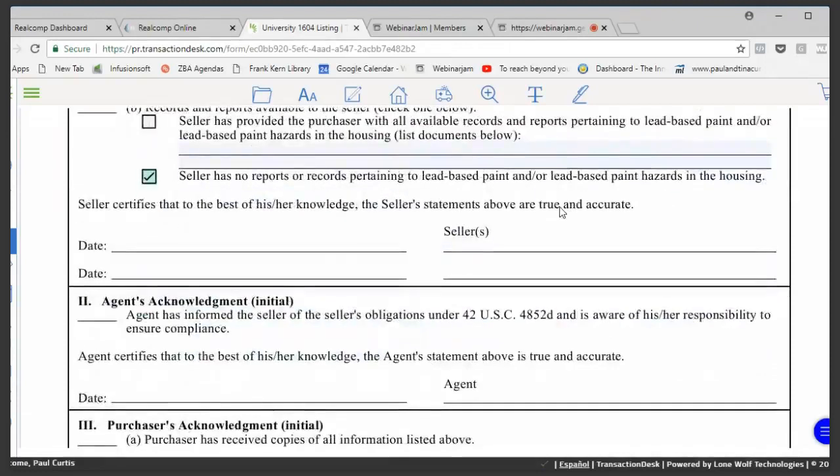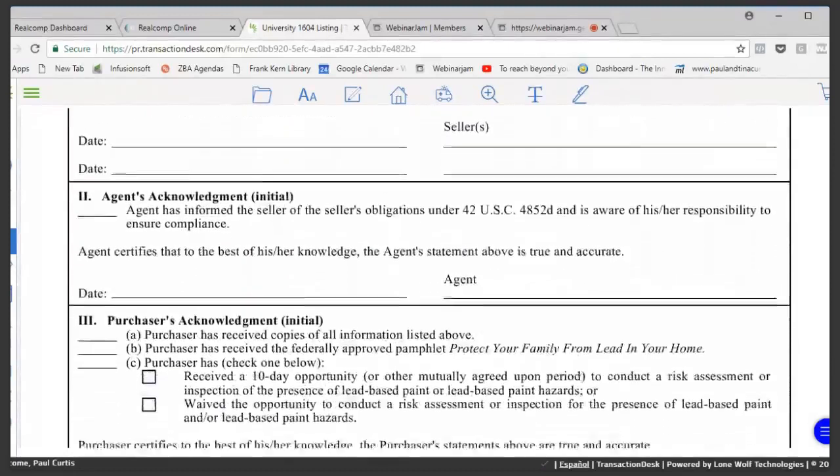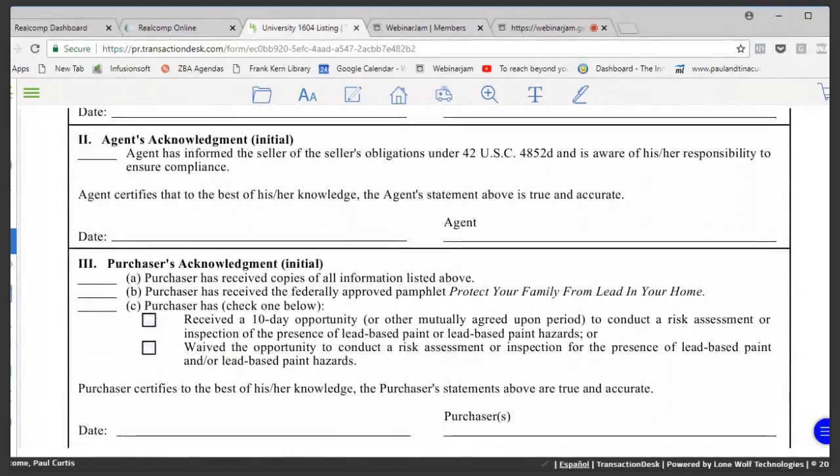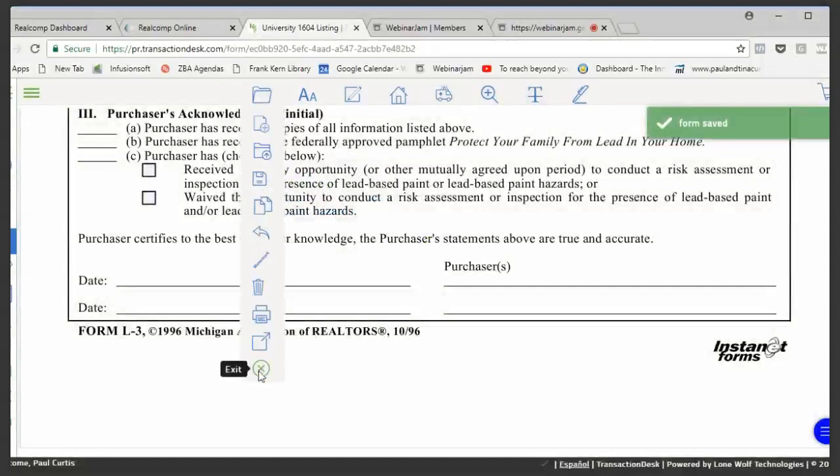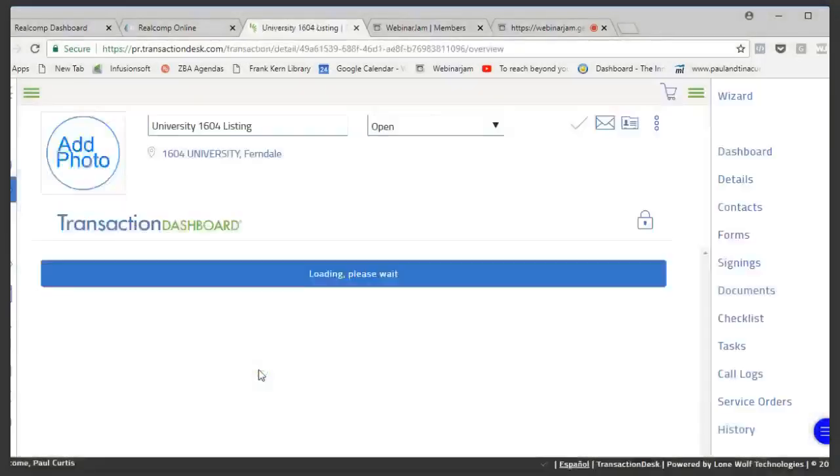And then have them sign. This is where you would, as the agent, initial, date, and sign, saying that you've told them of their responsibilities, to the best of your knowledge. Everything they've told you is true. And then we would save this one, go down to save. We would go to exit, and we're all done with that one.